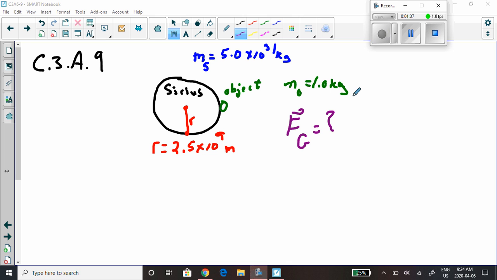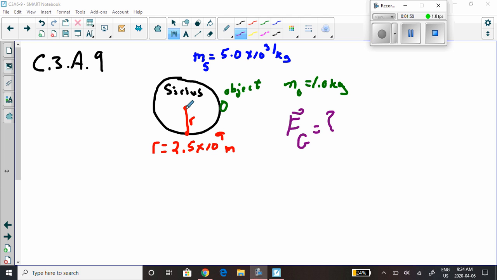The next one that I was asked about was number 9 from chapter 3. And Sirius is a star, all right? And its mass is given to us in the question. There it is in the blue. The radius is given to us in the question, right there in the red. And then there's an object on the surface of it. And we're also told its mass, 1 kilogram.